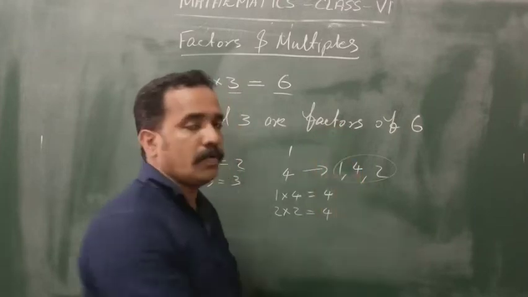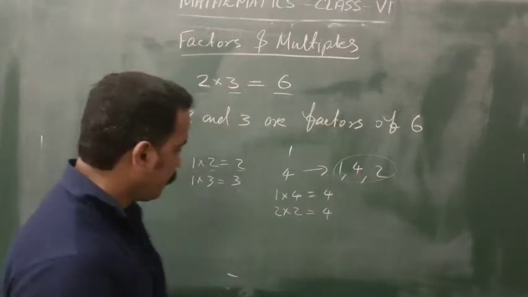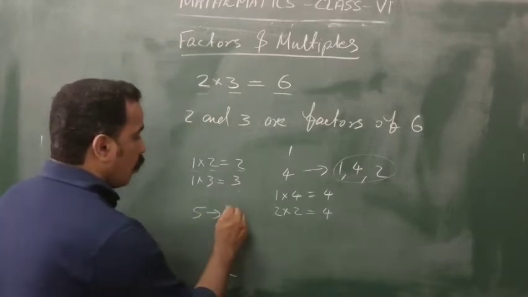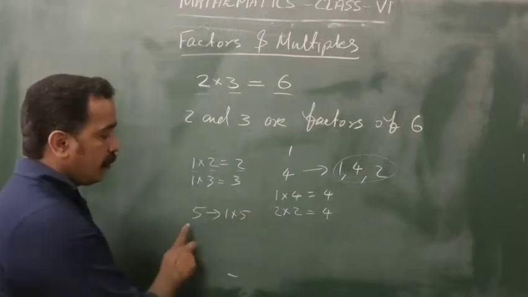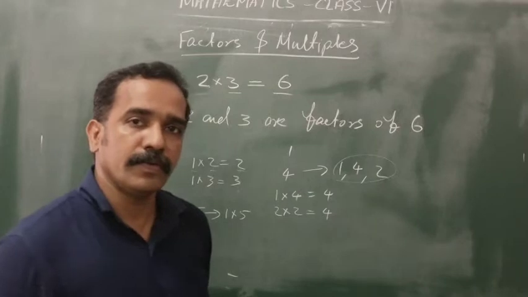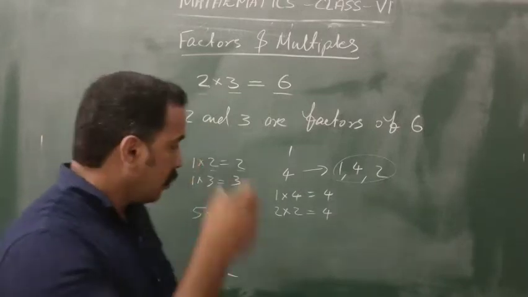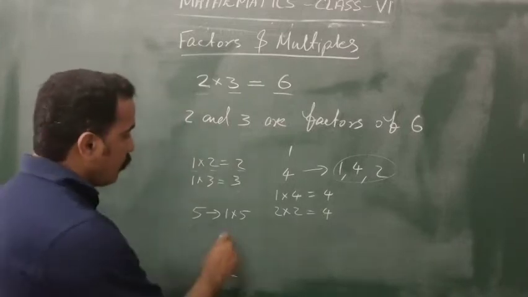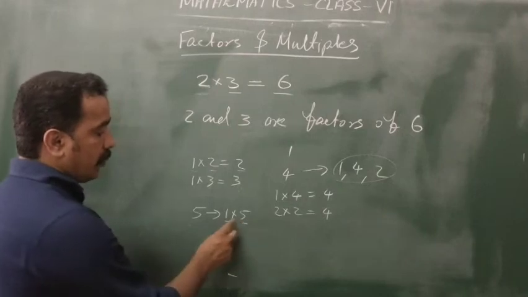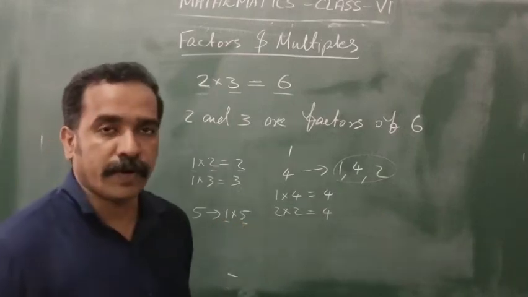1, 2 and 4 are the factors of 4. And if you consider 5, how many factors? 1 into 5 is equal to 5. Any other two numbers, if you multiply, you will get 5? No. 2 into any number 5? No. 3 into? No. So 5 is having 2 factors. The factors are 1 and 5. So 1 is a factor of 5 and 5 is a factor of 5.